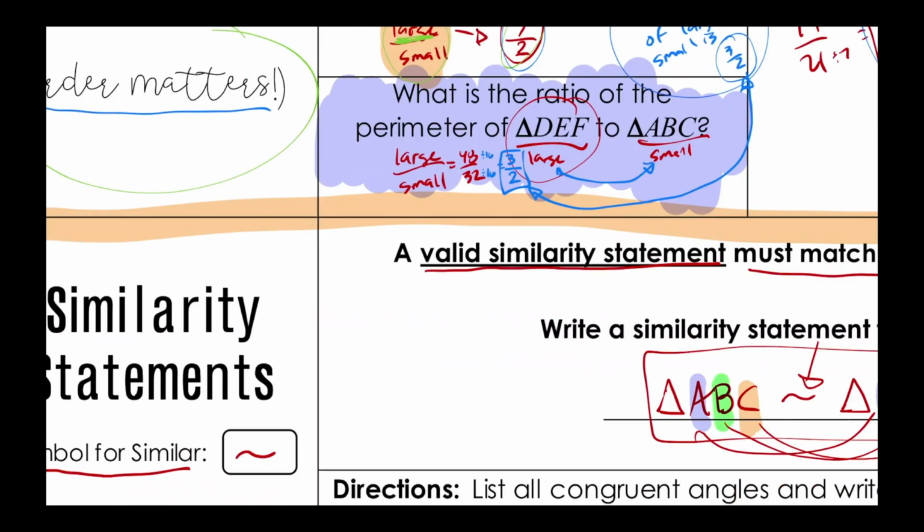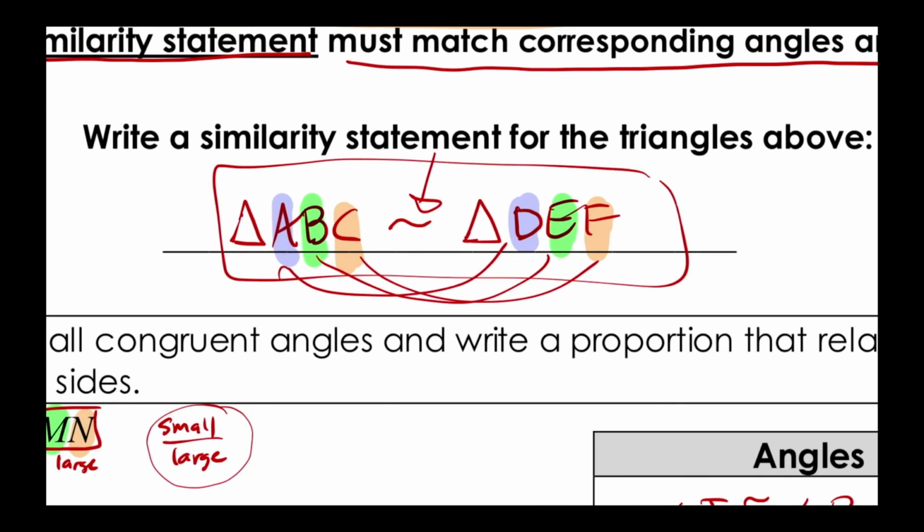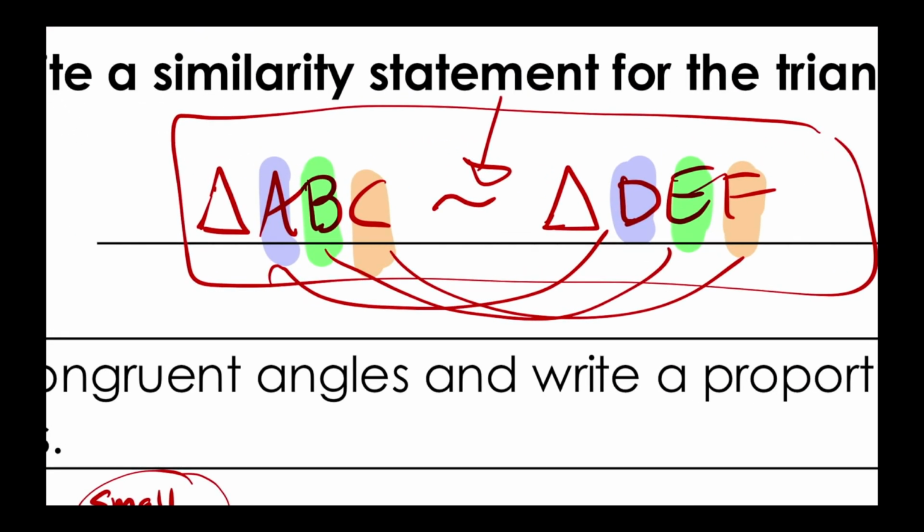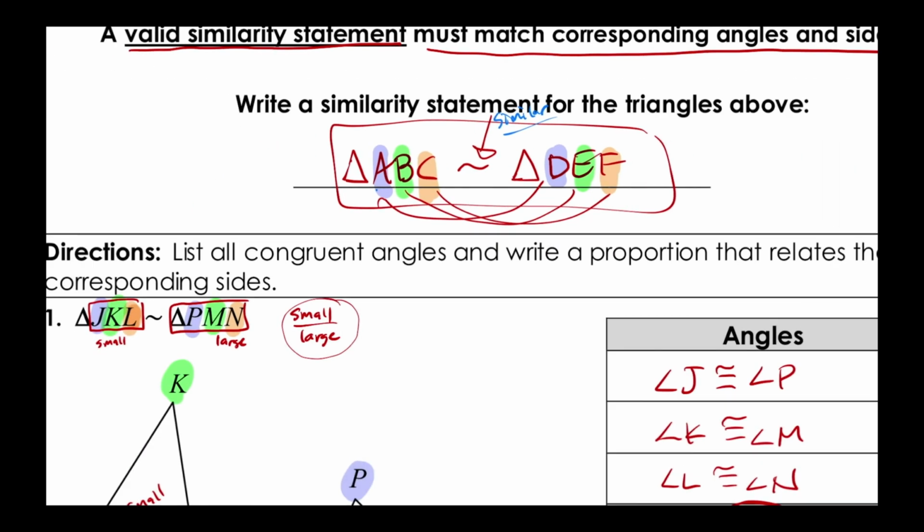Okay, and then once we talked about scale factor, we talked about similarity statements. This little symbol right here means similar, right? And then the order they give it to you in is the order of the things that match. So the purples are first, A and D, so they match. B and E are second, C and F are third. And we always use colors so we can match stuff up.